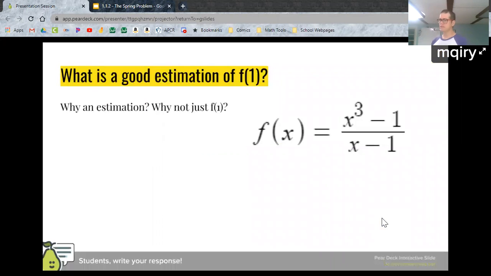Okay, here's f of x. What's a good estimation of f of 1? And why is it an estimation? Why not just f of 1? So here's what I'm going to do: you have 2 minutes to think and find out why I am asking those 3 questions and what you think your answers are. So please start typing and or writing or whatever you can do on this slide. Go. 2 minutes.